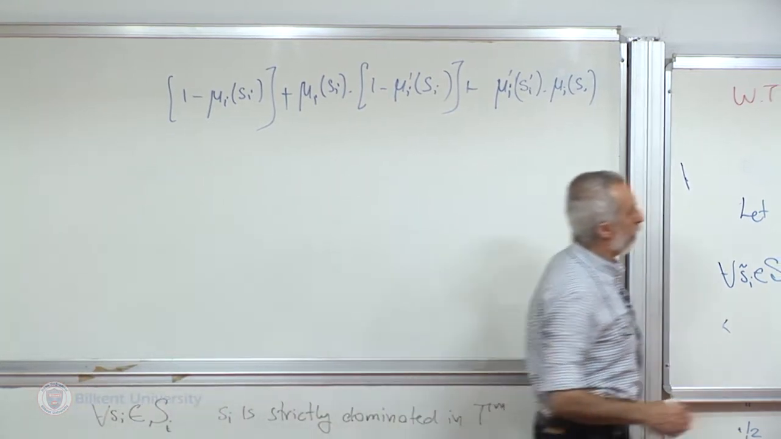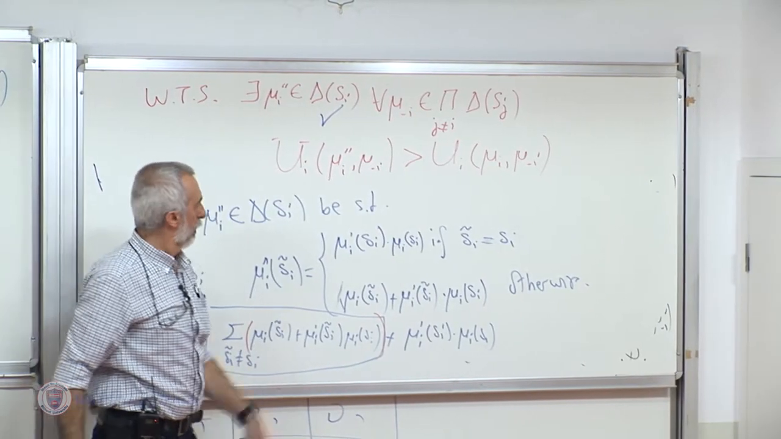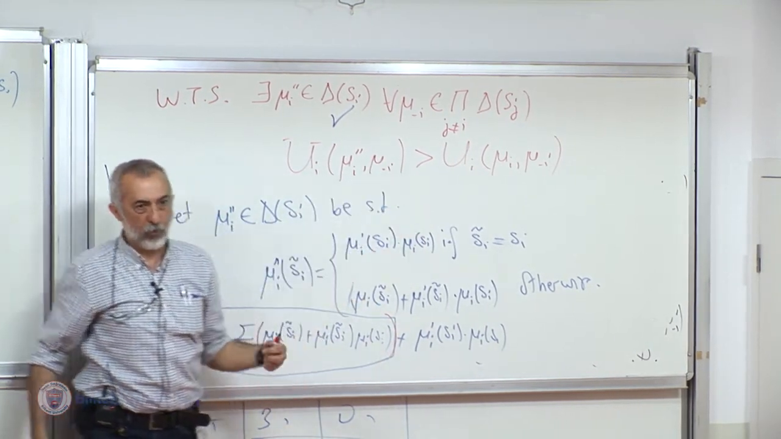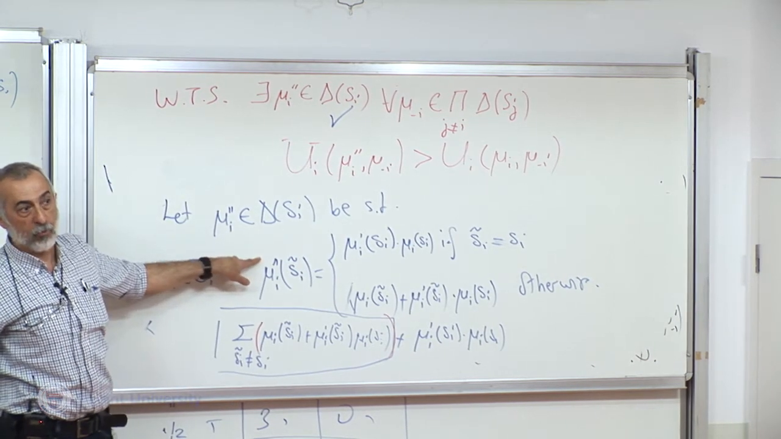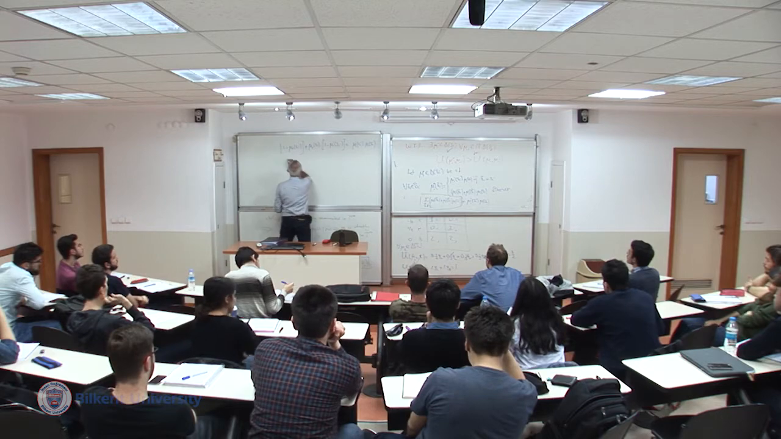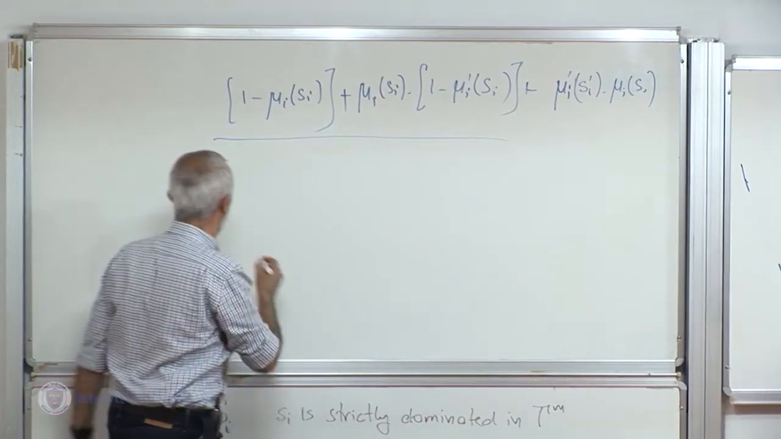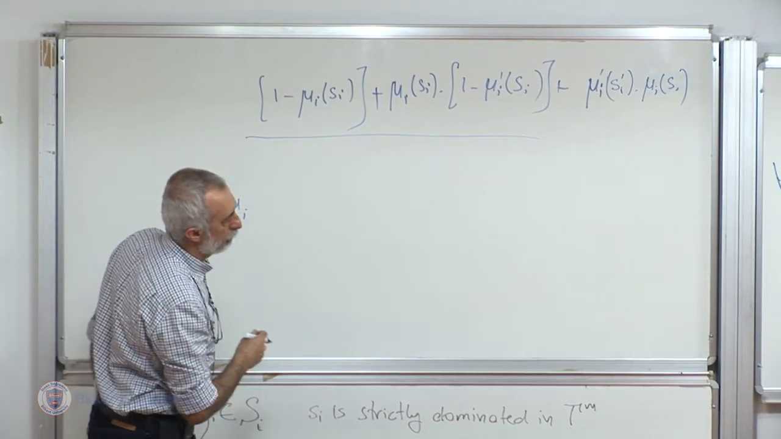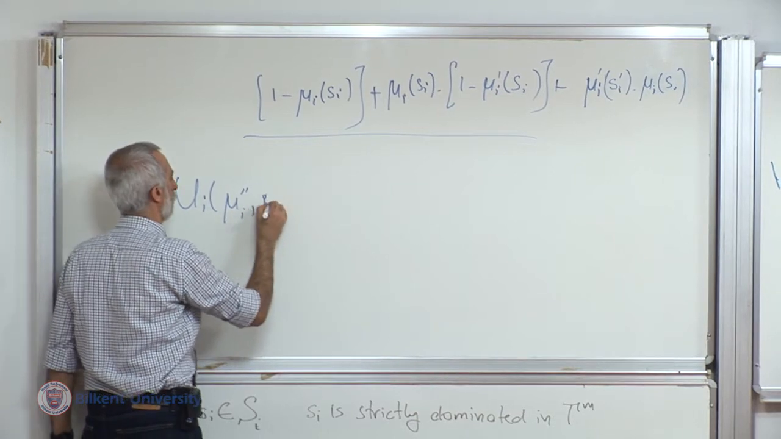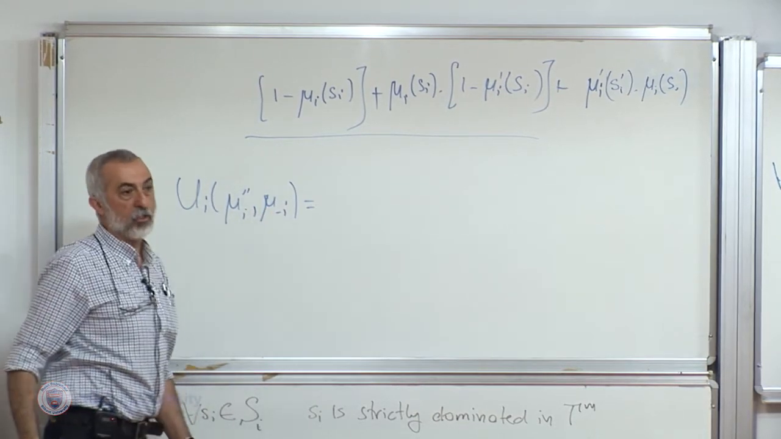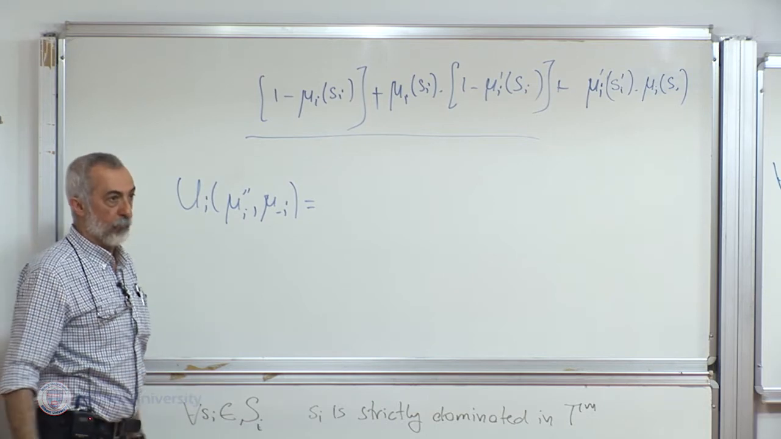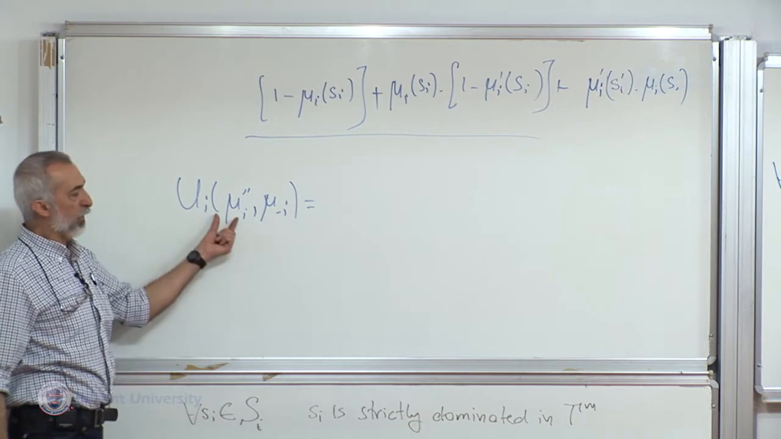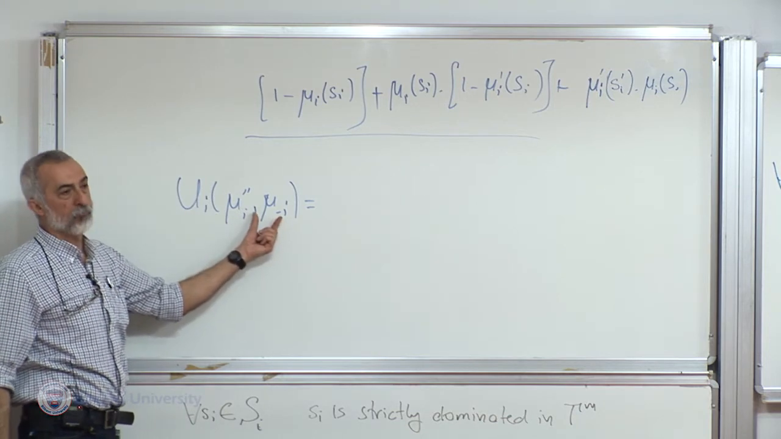So it passed the first test. So now we have to check for this. Okay? But the first thing you have to make sure is that it is a probability measure. Okay? So then we check for the payoff. So what is that equal to? What is the expected payoff of agent i when he plays mu i double prime and the opponents play mu minus i?